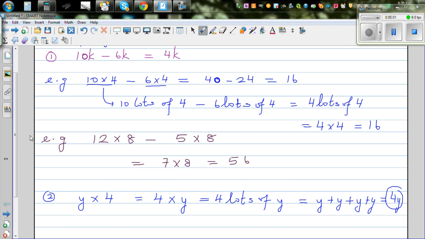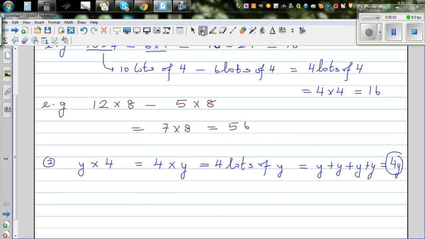Okay, so again, it's always good to go back to number. Suppose this is 2 times 6. Okay, so what does this mean? This means 6 lots of 2 or 2 lots of 6. So you can say this is 2 lots of 6. You can say this is 6 plus 6, which is 12.